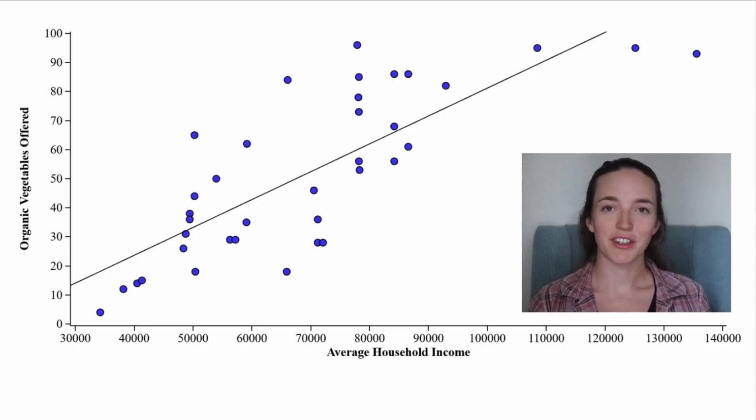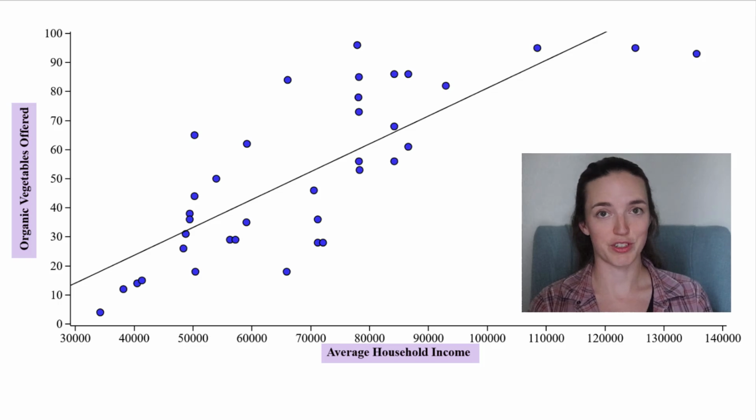It actually comes from a Skew the Script lesson, so thank you, Skew the Script. So this data was gathered by looking at lots of different zip codes in San Antonio, Texas. Each dot on this scatter plot represents a different zip code, and for each zip code, the average household income for that area was noted, and then the number of organic vegetables offered at the grocery store was noted.